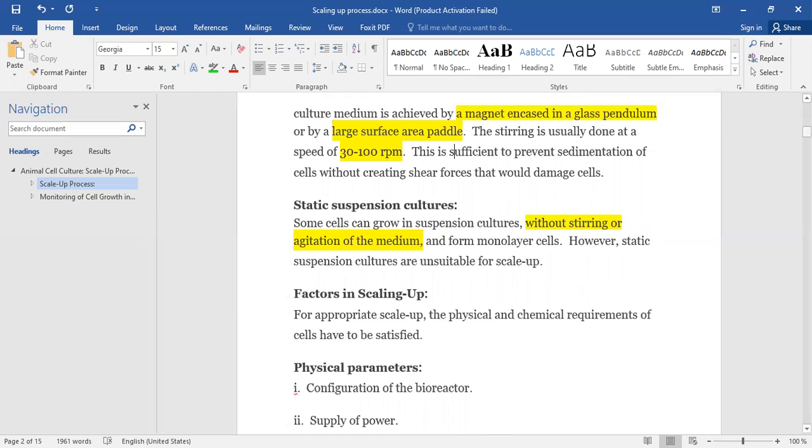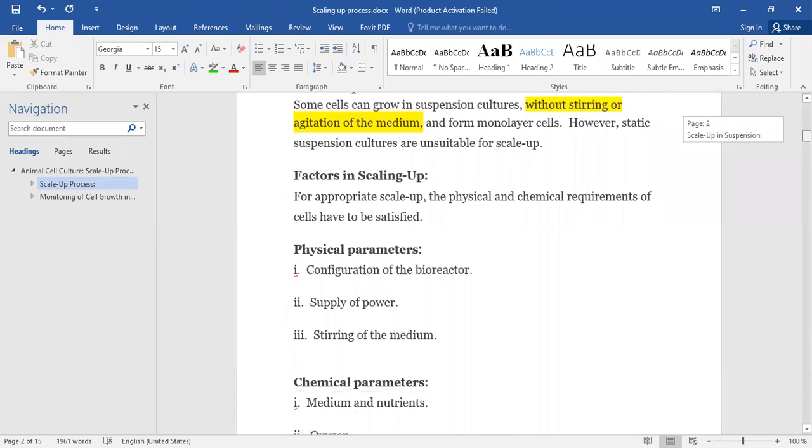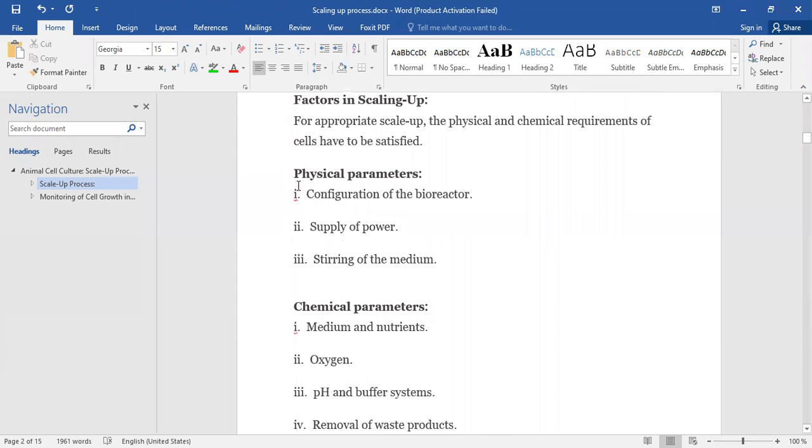So which factors can be used for the scaling? The first is the physical parameters, such as the configuration of the bioreactor. The bioreactor is large, small. Okay, what are the extra parts of the bioreactor, such as any paddle for the movement, for the stirring of the cells. The next is the supply of the power. The larger the bioreactor, the more power will be required.